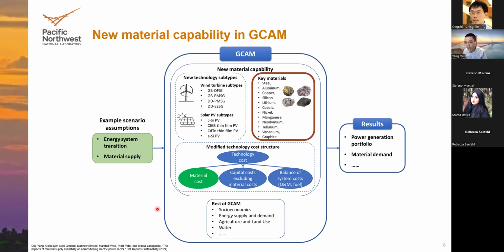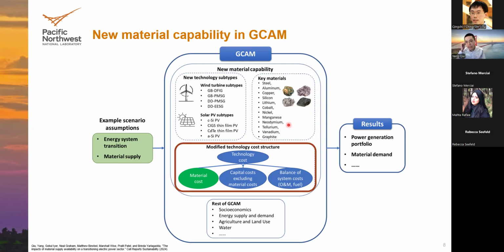And then the second step is to include several key materials that are important to the energy system. We collect the material intensity data from different literature resources and use that as an input. So once the model estimates future technology deployment in terms of capacity, for example, for the power sector, that will be multiplied by this material intensity input to calculate material demand.